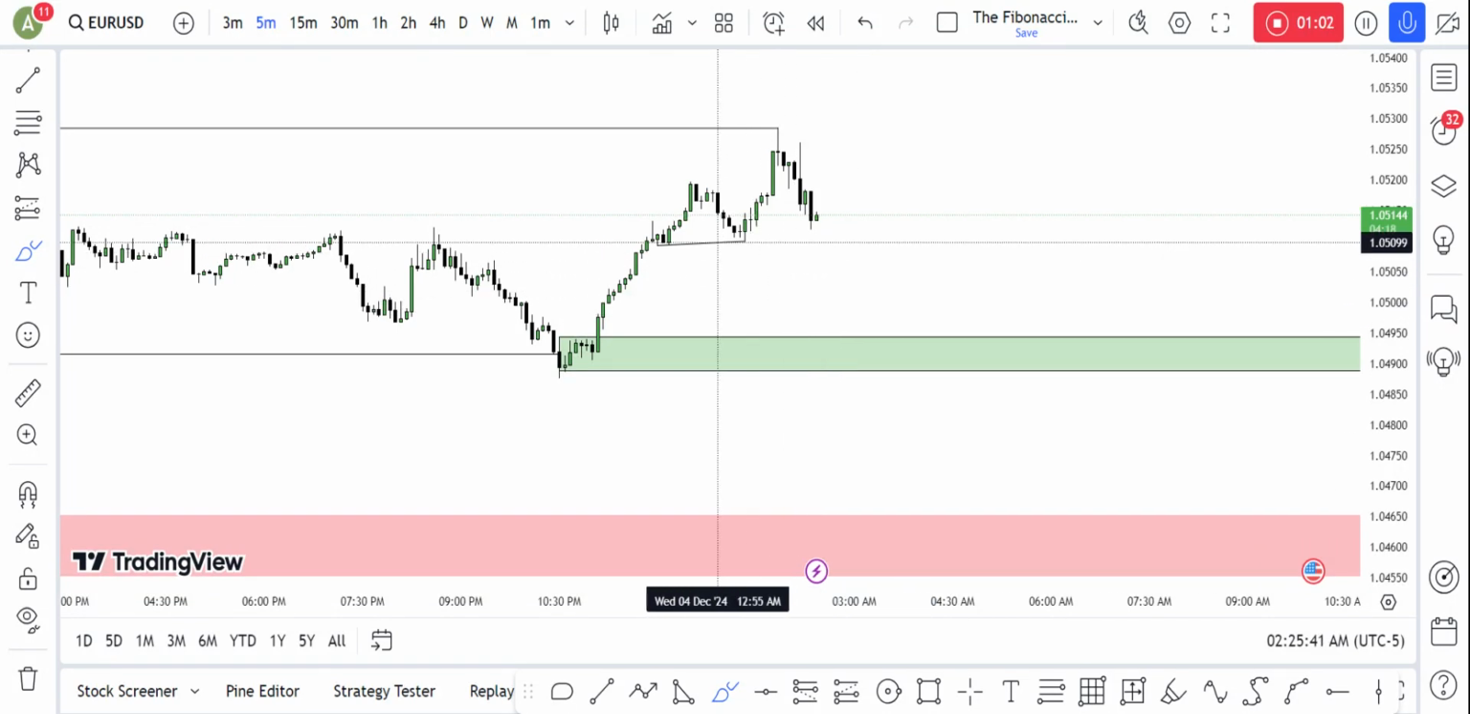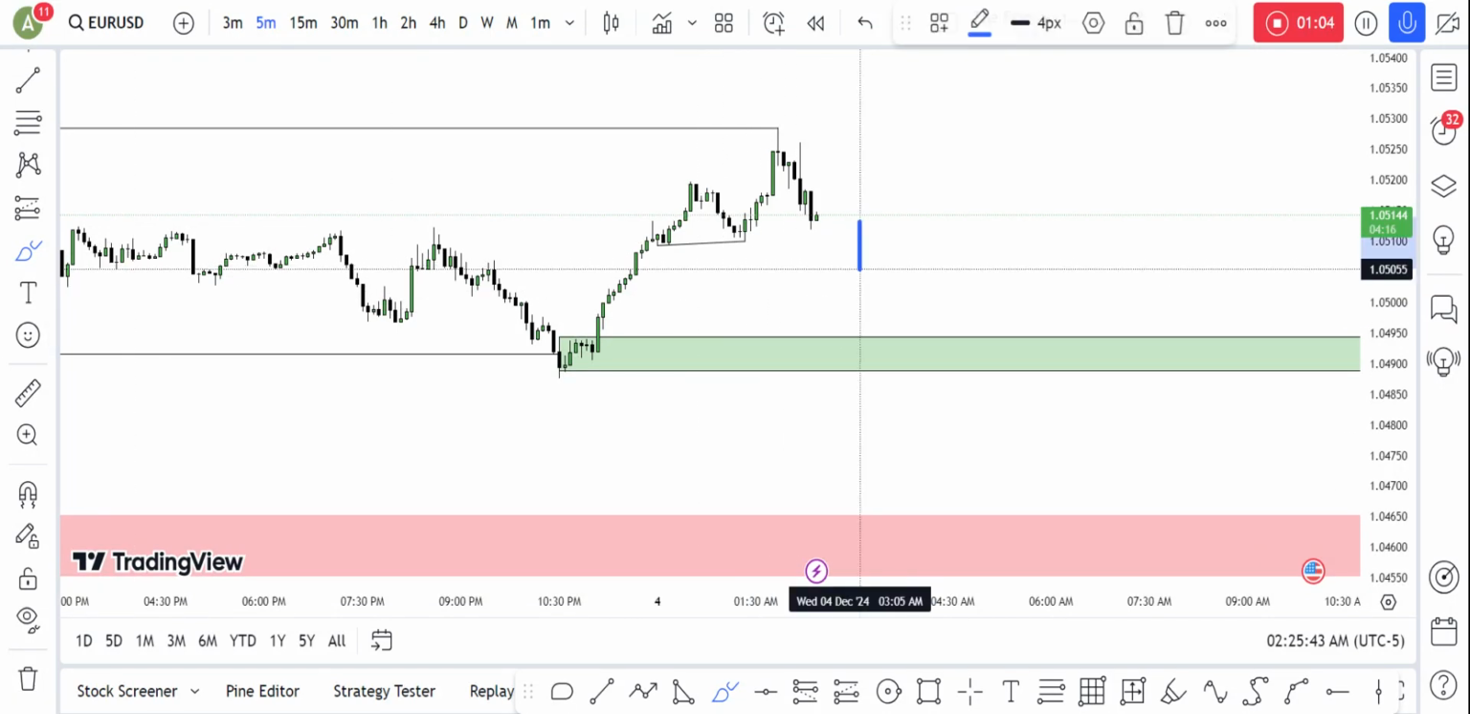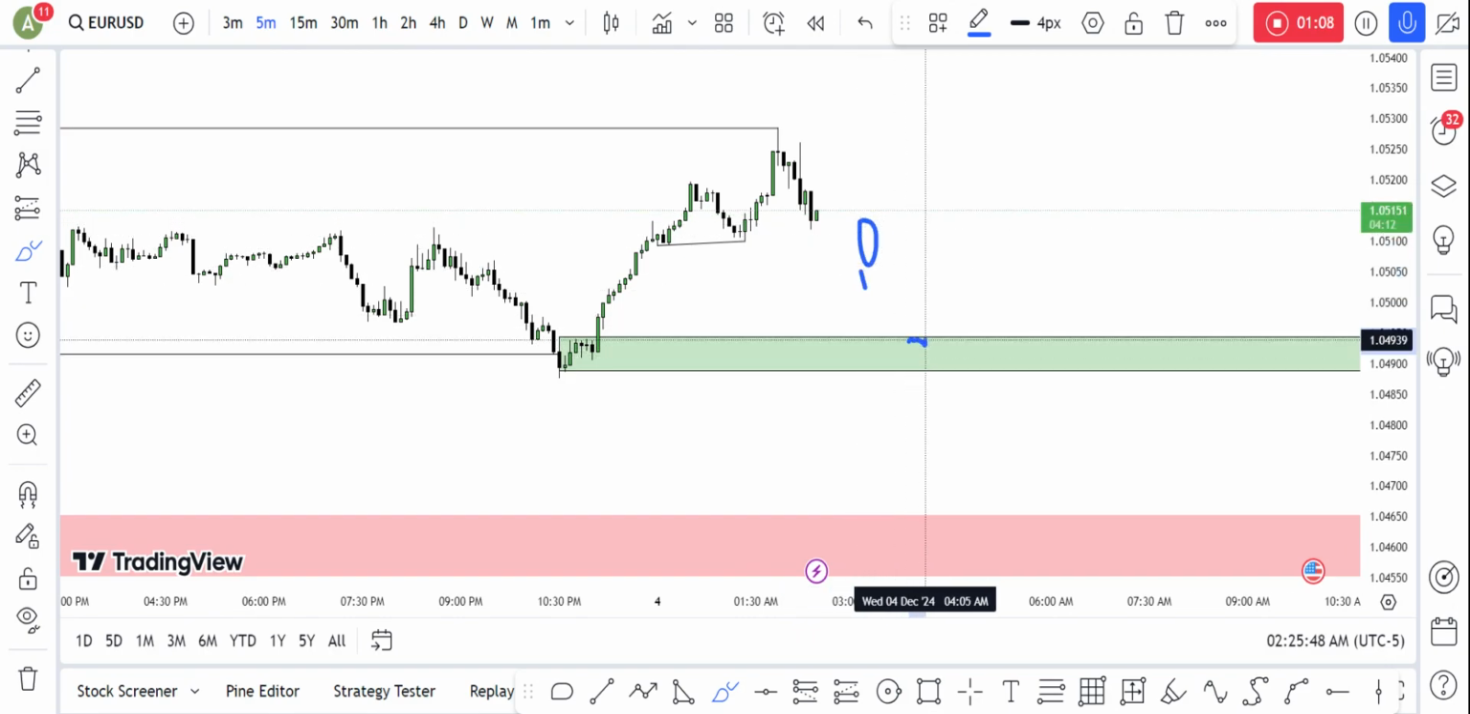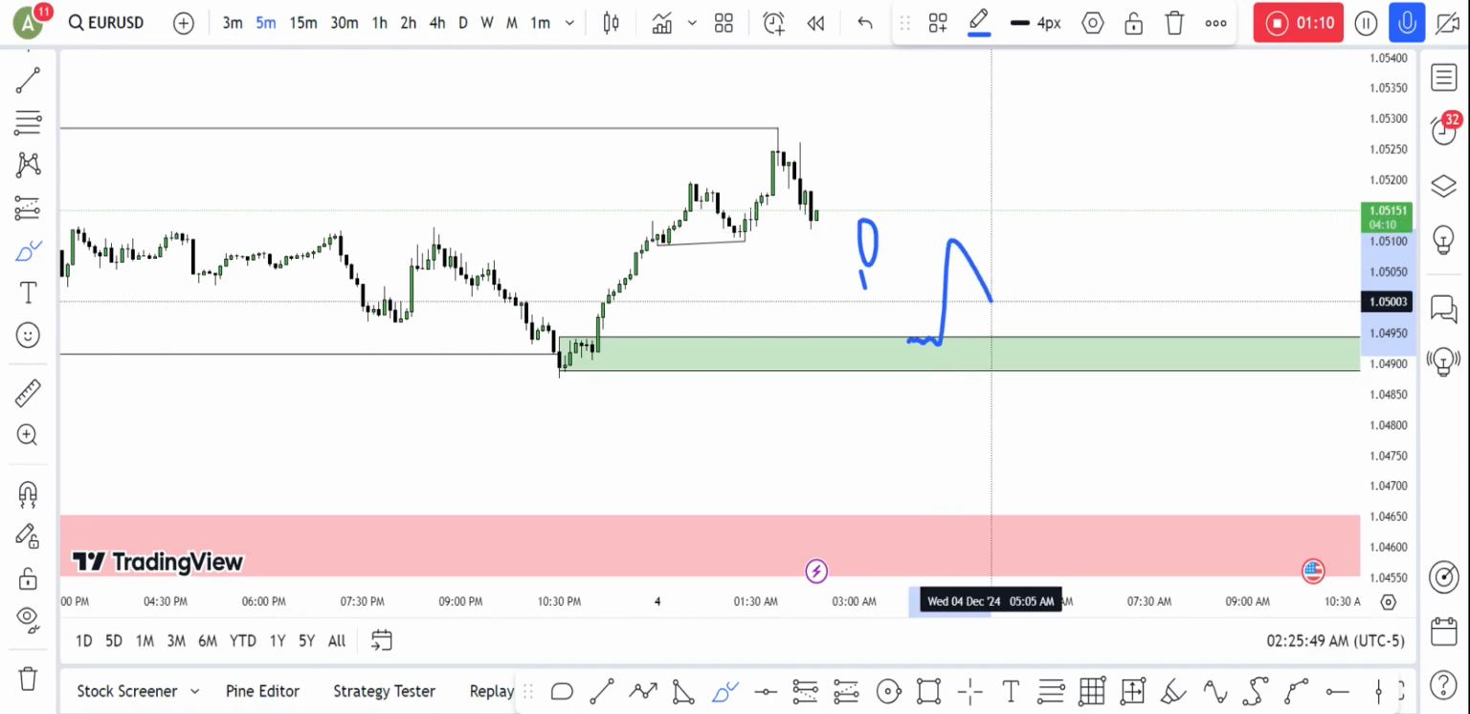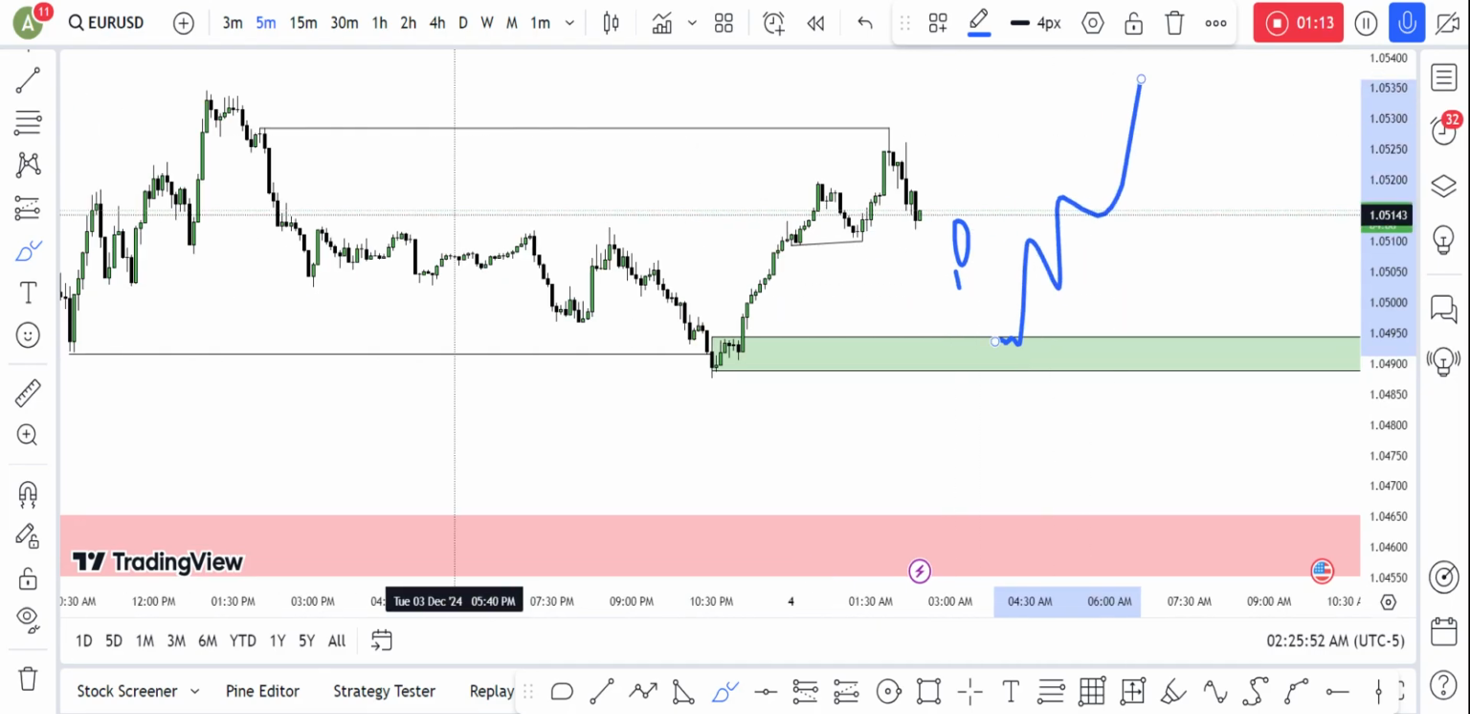So I'm expecting that price to cross this area and react here, some sort of liquidity build up, sweep up, and then it can target higher. So my target will be this area. So this is my EURUSD breakdown. I am bullish on this.